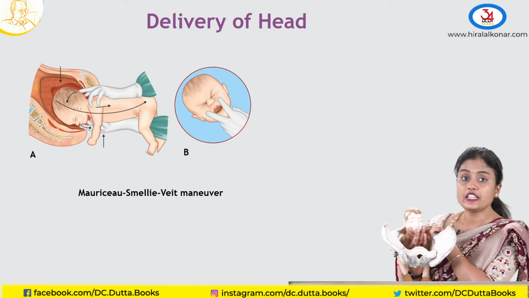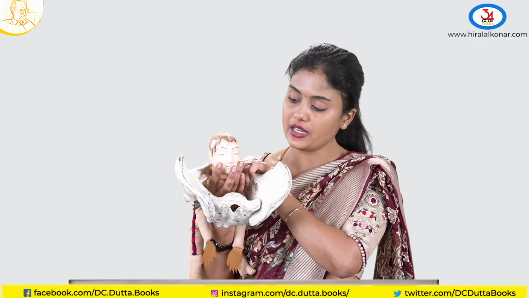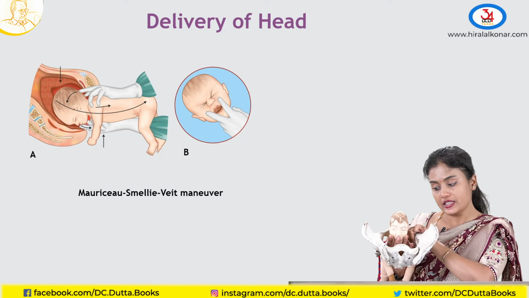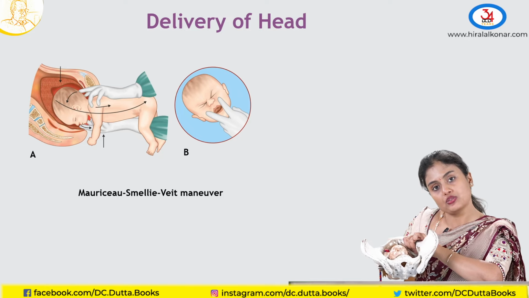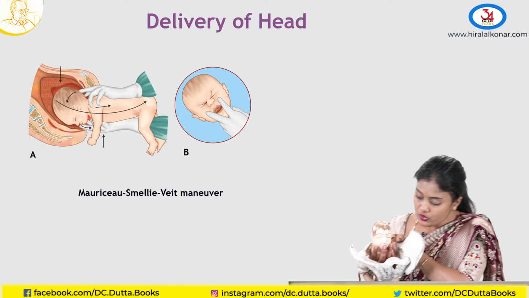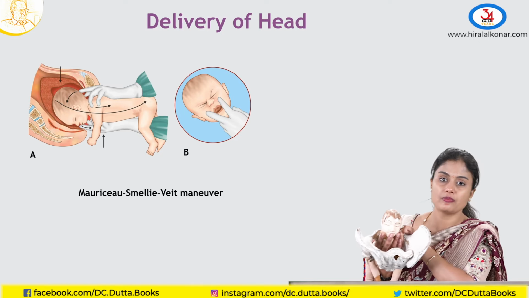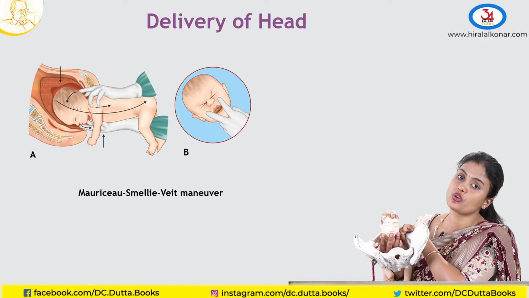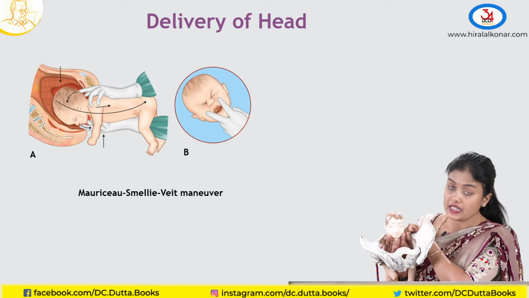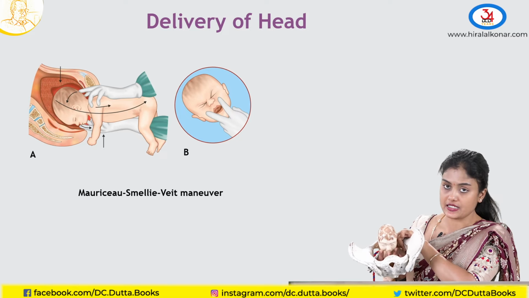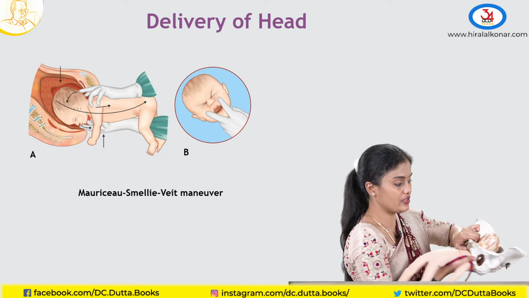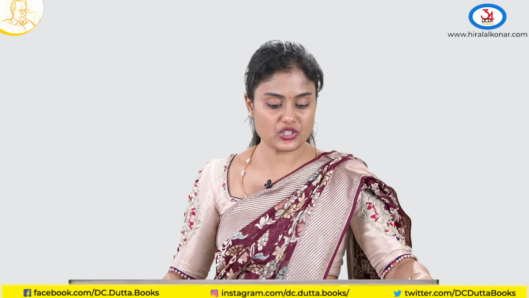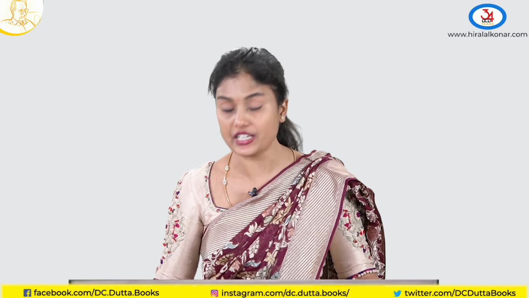The other hand, initially it was told in the Mauriceau-Smellie-Veit to keep in the mouth, and then you will flex the head. This helps at the flexion. You will do like this and the baby's head will go for flexion, it will come out easily. So this is one. But now the modified Mauriceau-Smellie-Veit is that you don't keep inside the mouth, that might cause choking and gag reflex to the baby. Keep at the mentum or the chin of the baby and then flex it. You can see the head is getting flexed, and then delivery of the head by flexion. So much you are learning about the different mechanisms of fetal head delivery.